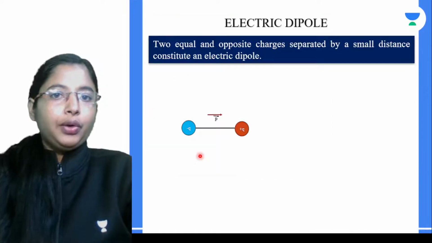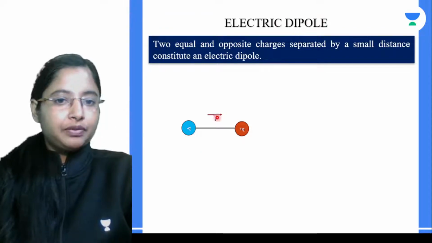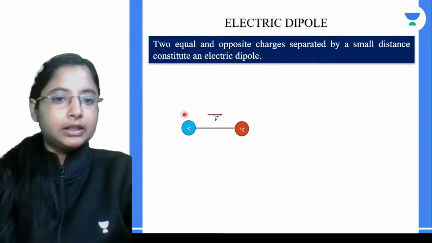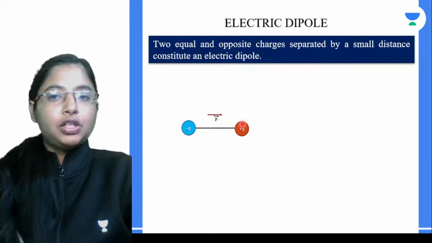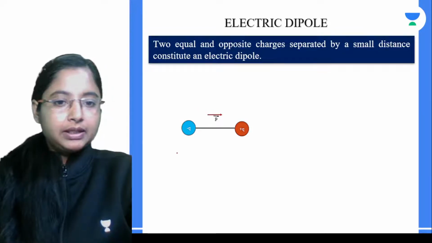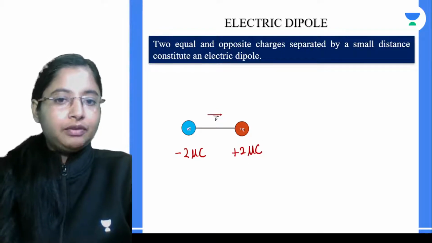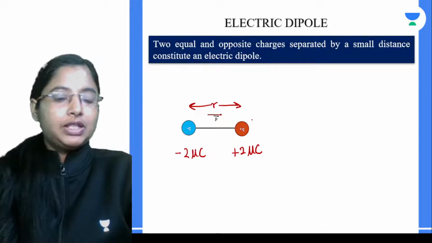Alright, so what is an electric dipole? Very simple definition. If you take two charges with opposite polarity, that is, if one is a negative charge, the other has to be a positive charge, but the magnitude of the two charges has to be the same. For example, if this is -2 microcoulomb, the other charge has to be +2 microcoulomb. And if these two charges are separated by a small distance, then that is nothing but an electric dipole.